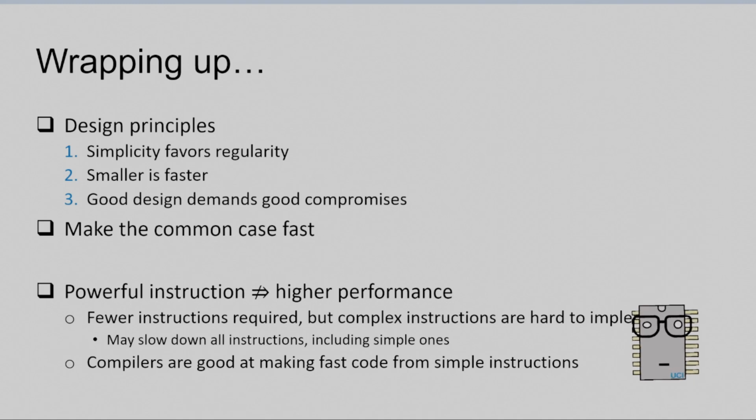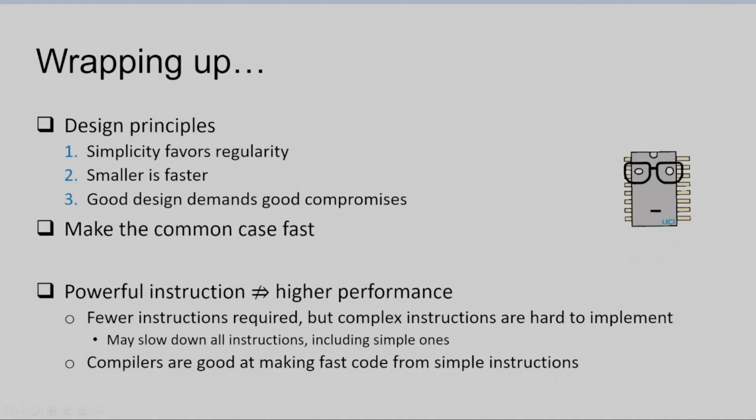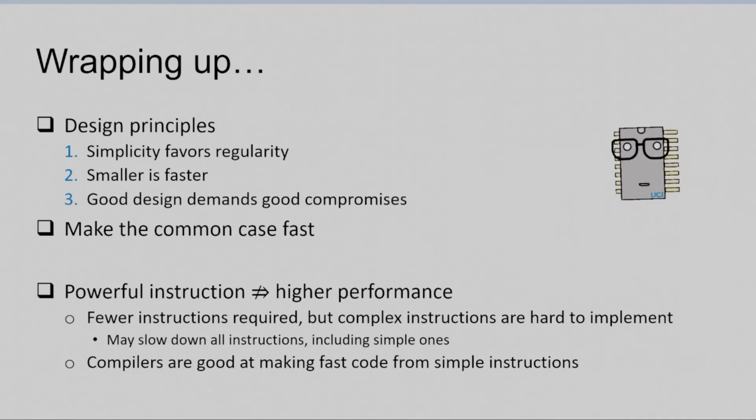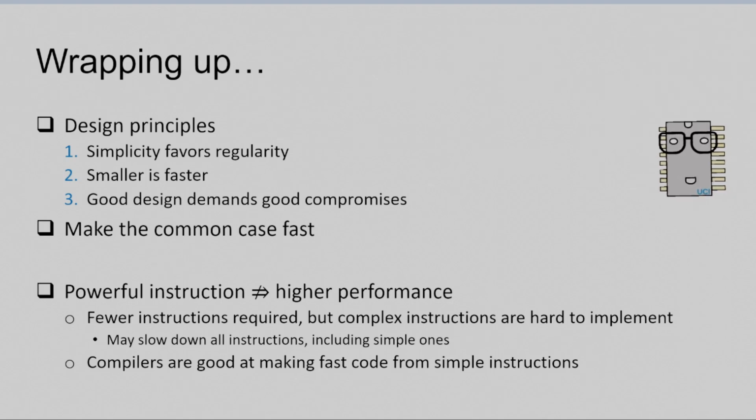So anyways, wrapping up the ISA module of the course, the TLDR so far has been that among the design principles, simplicity favors regularity. That's why RISC-V was designed that way. Smaller is oftentimes faster because you can make it go faster. And good design often demands good compromises based on data, based on benchmarks. A big goal of that was to make the common case fast. And this theme will come up repeatedly as we go into more computer architectural topics.